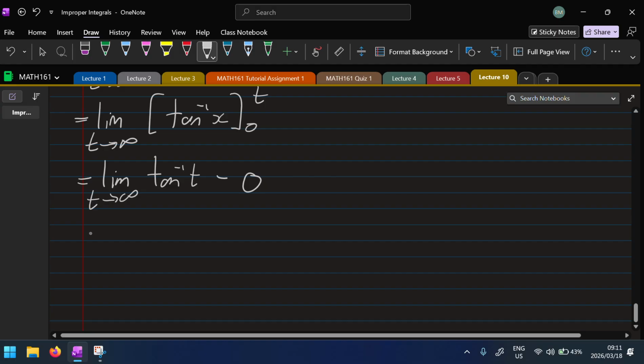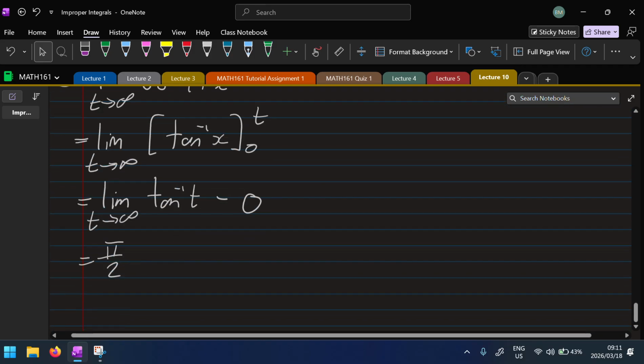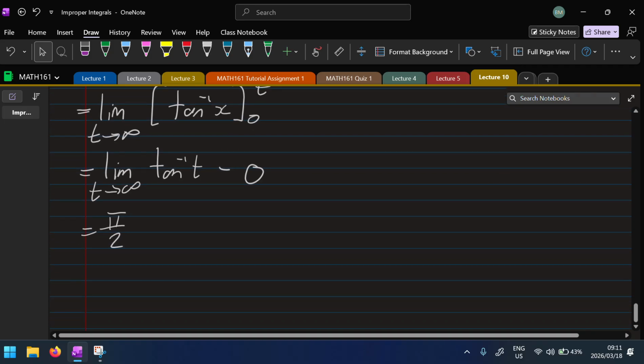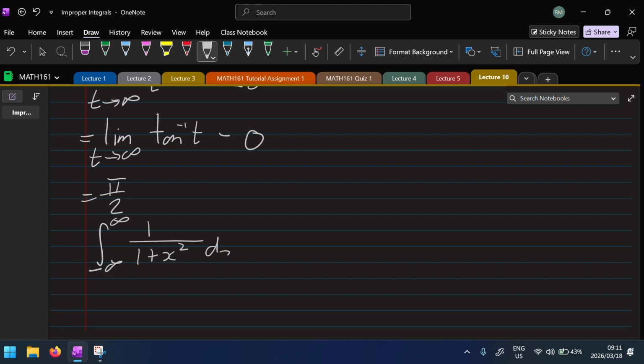Okay, so this will be pi over 2. So we see the first integral was pi over 2, the second integral was also pi over 2. So both of those limits exist, so we can add up the results, and we get that the integral from minus infinity to infinity of 1 over 1 plus x squared will be pi over 2 from the first limit, plus pi over 2 from that second limit. It's just pi. Any questions for this one?